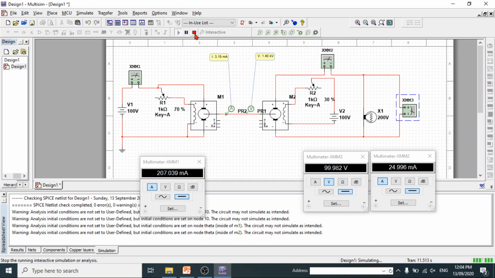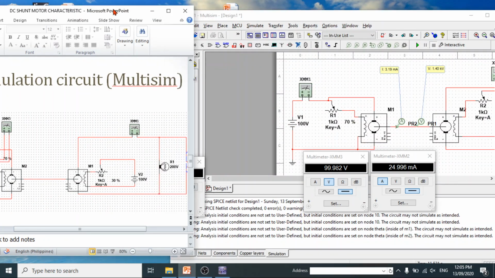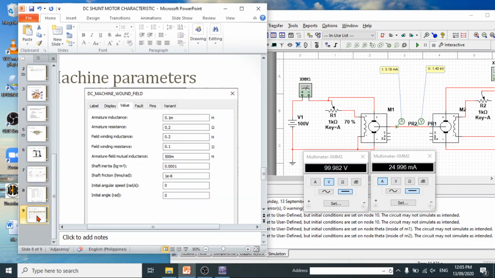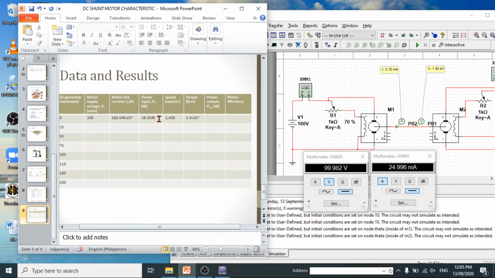So again for the speed, never mind the voltage. Just replace V with radian per second. For the torque, just replace A with Newton meter. Going back to the table.